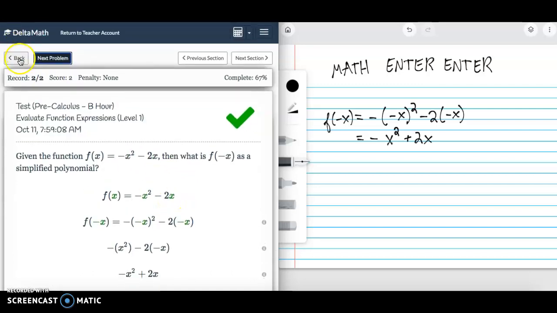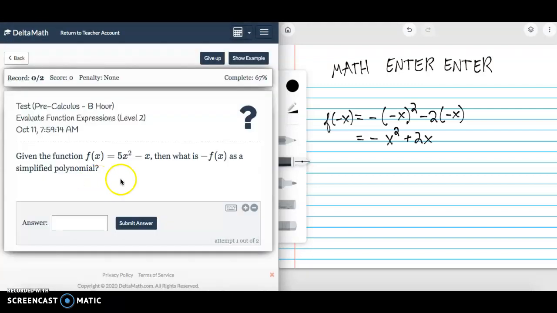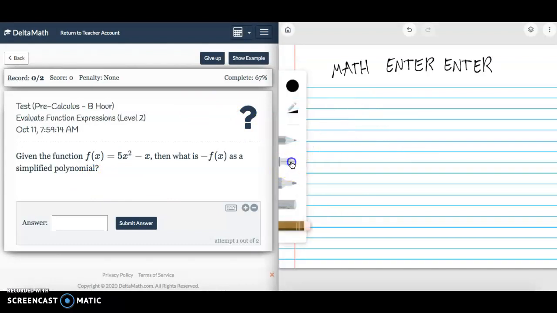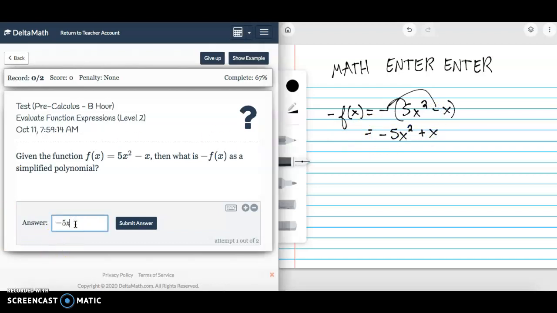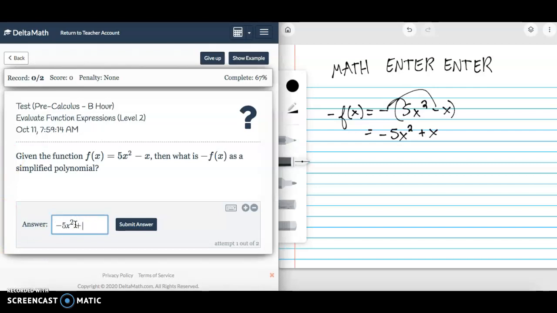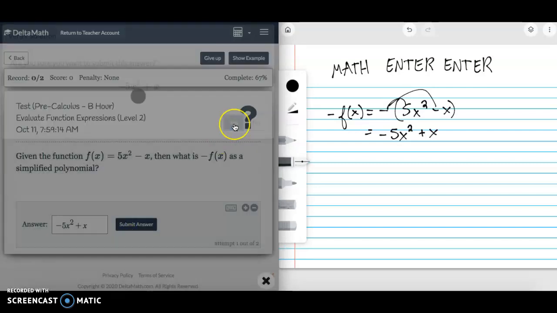Cool. All right, let's go back and try level 2 now. So for this one, it gives me f of x equals 5x squared minus x. Then what is negative f of x? So the same thing, you're applying a negative to your whole function. So negative f of x would equal negative your whole function. Make sure to distribute your negative. So negative 5x squared plus x would be my answer for this one. Once you can't combine any more terms, then you know you're as simple as possible.